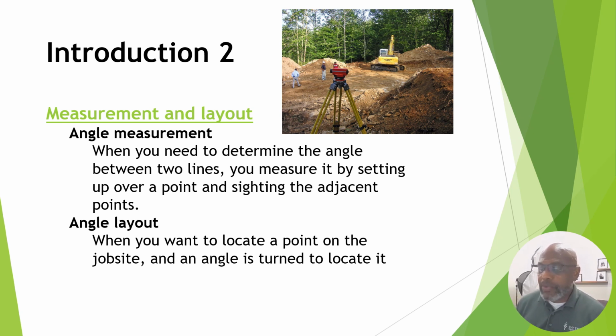So the angle layout is when you want to locate a point on the job site and an angle is needed to turn to locate it. So in that case, you are performing the angle layout. In this process, you turn the angle and measure the distance to lay out a point. The instrument is set up on the required control point, and a sight is taken to another control point. The instrument is turned to the angle and the telescope is sighted toward the needed point.